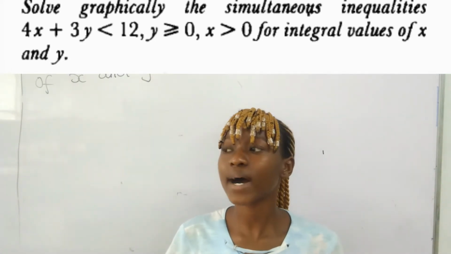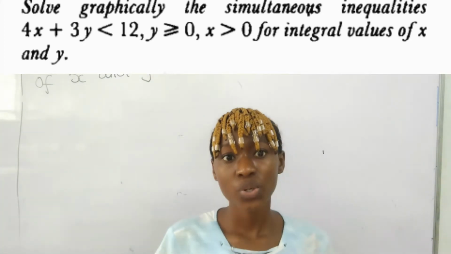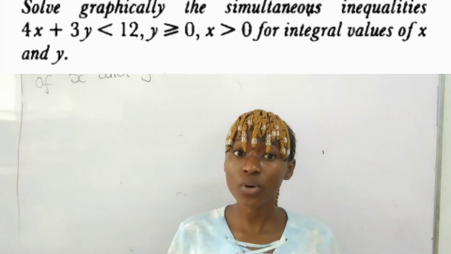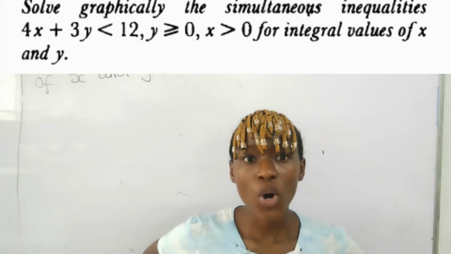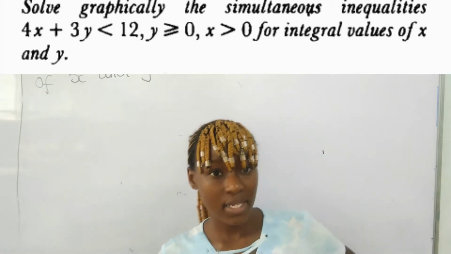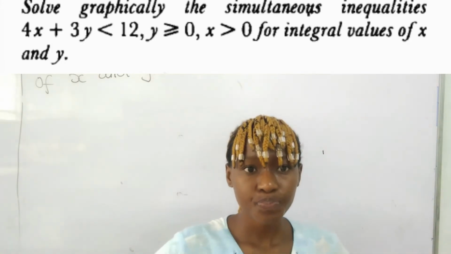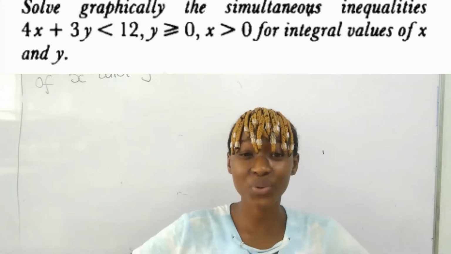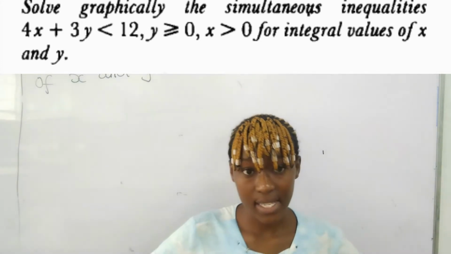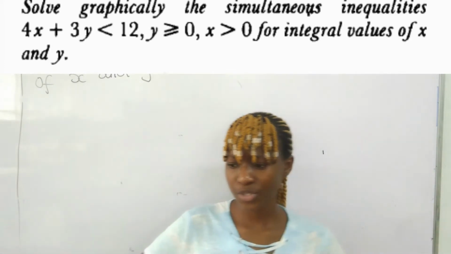You also have to highlight the greater sign and the greater or equal to, and vice versa, the lesser sign and the less or equal to. For greater than and less than, we use broken lines. For greater or equal to and less or equal to, we have solid lines on the graphs.